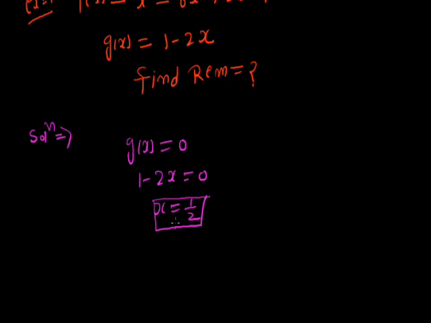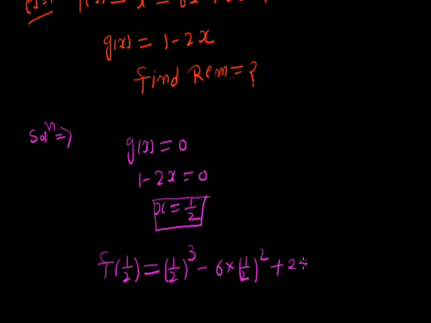Now we have to find the remainder when this polynomial is divided by g of x, meaning we can find the value of this polynomial f of x at x is equal to 1 by 2. So f of 1 by 2 is given by 1 by 2 cube. What I am doing is substituting x is equal to 1 by 2 in the place of x. So it will become 1 by 2 cube minus 6 into 1 by 2 whole square, and what is the next term? Plus 2 into 1 by 2, and the next one is minus 4.